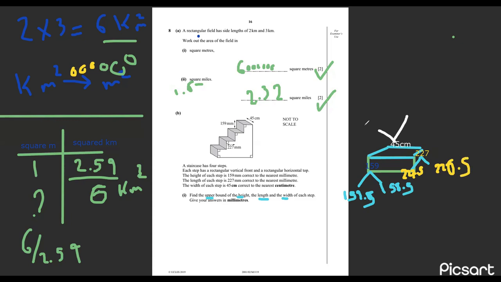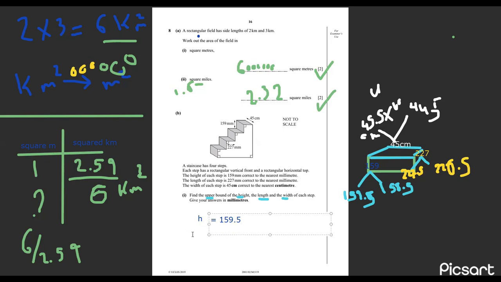So it will be 45.5 cm, and here the lower bound will be 44.5. But you need the upper bound in millimeters, so we have to multiply this by 10. So here it will be 455 as a final answer. So for our answer, for the height, it will be equal to 159.5, which is the upper bound.